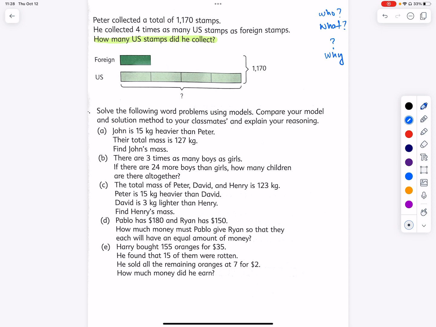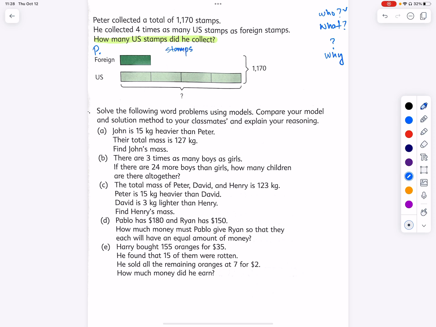So Peter collected 1170 stamps. He collected 4 times as many US stamps as foreign stamps. Let's go through reading comprehension questions to understand every problem. Who is the problem talking about? P for Peter. What is the problem talking about? Next question. It's talking about his stamps. Right? We can write stamps.